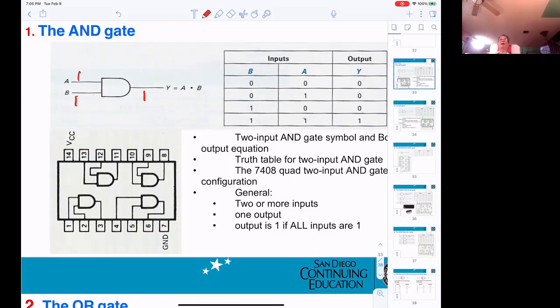All inputs must be 1 to get a 1 on the output. Right now we're talking about the AND gate. Only when all inputs are 1, the output will be 1. Otherwise, the output must be 0.